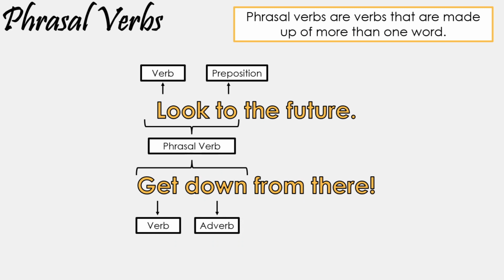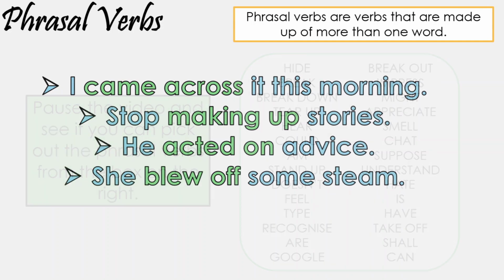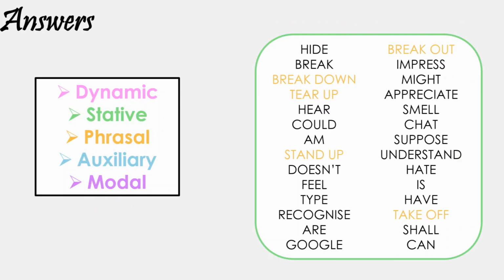A few more examples are highlighted in green in the sentences here. It's worth pointing out that the phrasal verbs can be dynamic or stative too. Pause the video and see how many phrasal verbs you can pick out from the box on the right. And the answers are colour-coded here. You can mark this one yourself.